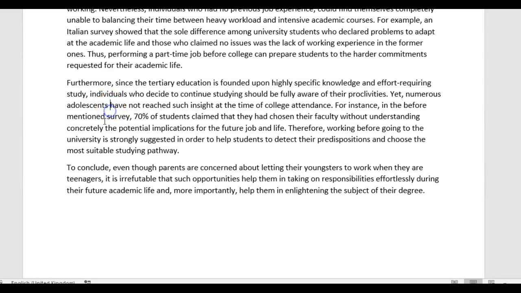I wouldn't use just present perfect. You might use future perfect, yet numerous adolescents will not have reached such insight at the time of college attendance. Why? Because you speak about something that will have been or will not have been achieved at a moment in future, right? So future perfect. That's a very complex tense, and again, the context requires this tense. And the fact that you use it, again, will give you additional bonus points for the range in grammar.